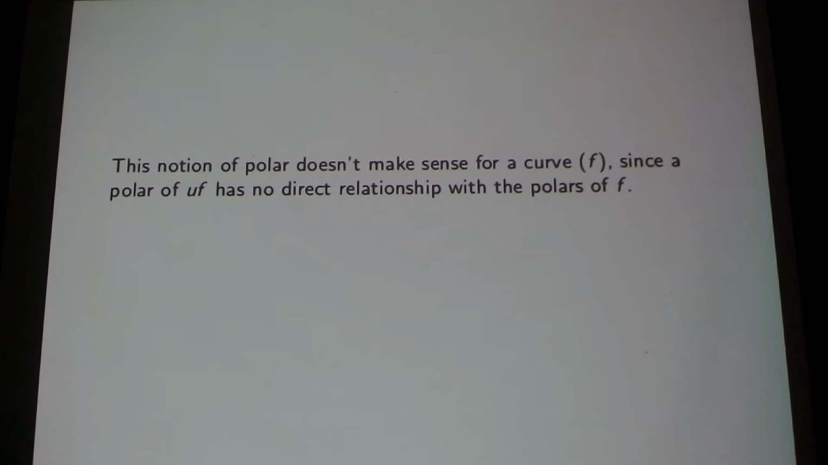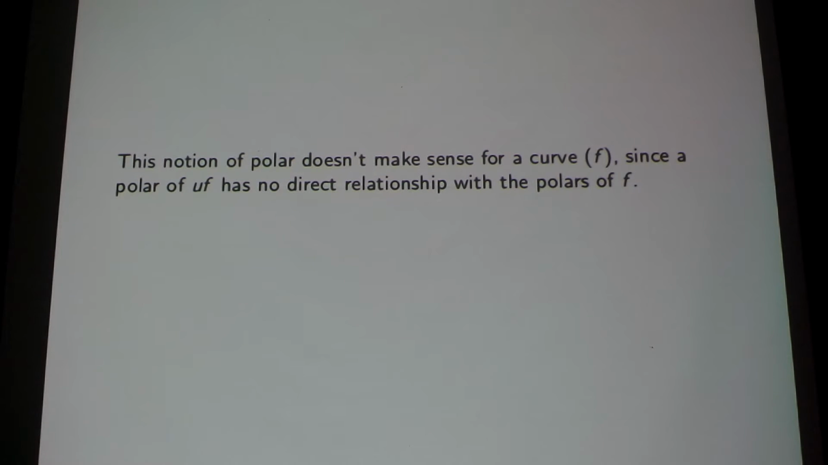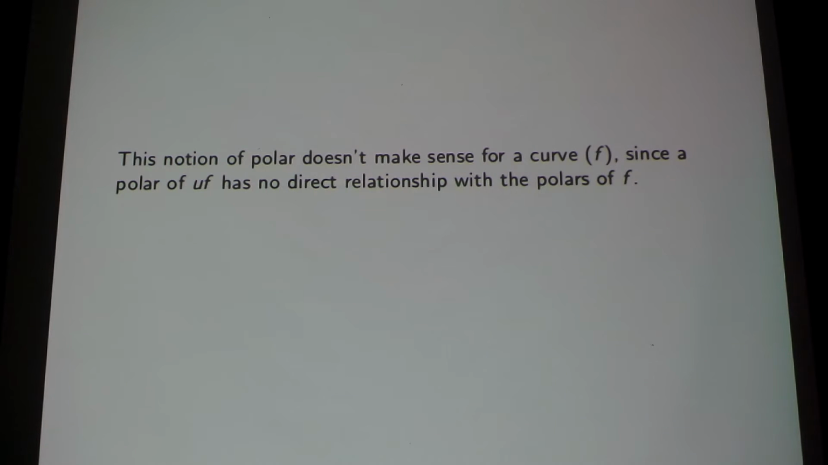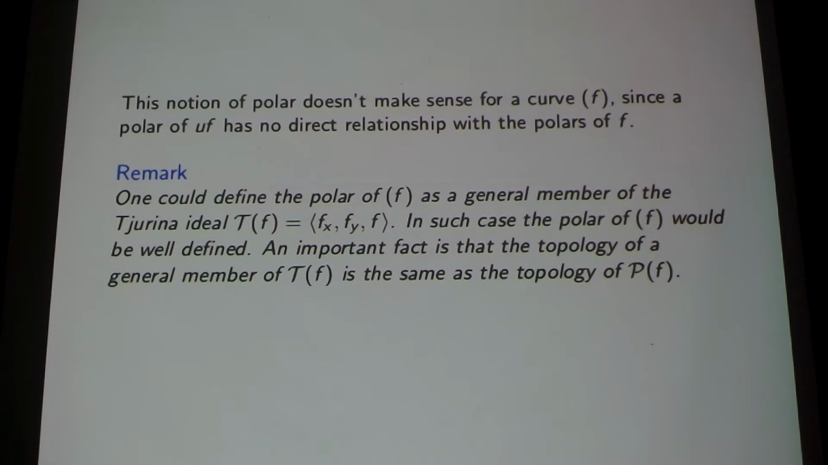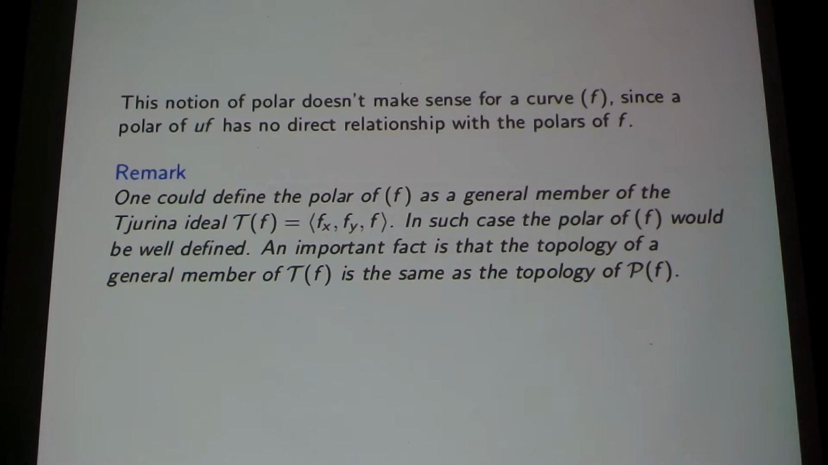The notion of polar doesn't make sense for a curve, since a polar of uf, u times f, has no direct relationship with the polars of f. So one remark I would make is that one could define the polar of f as a general member of the Tjurina ideal. In such a case, the polar of f would be well defined, because the Tjurina ideal is the same for f and uf. And an important fact is that the topology of a general member of the Tjurina ideal is the same as the topology of Pf.